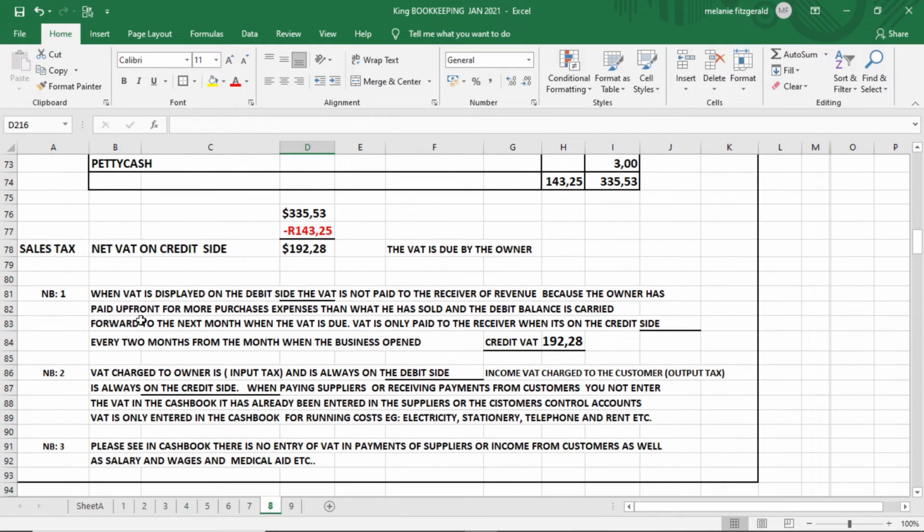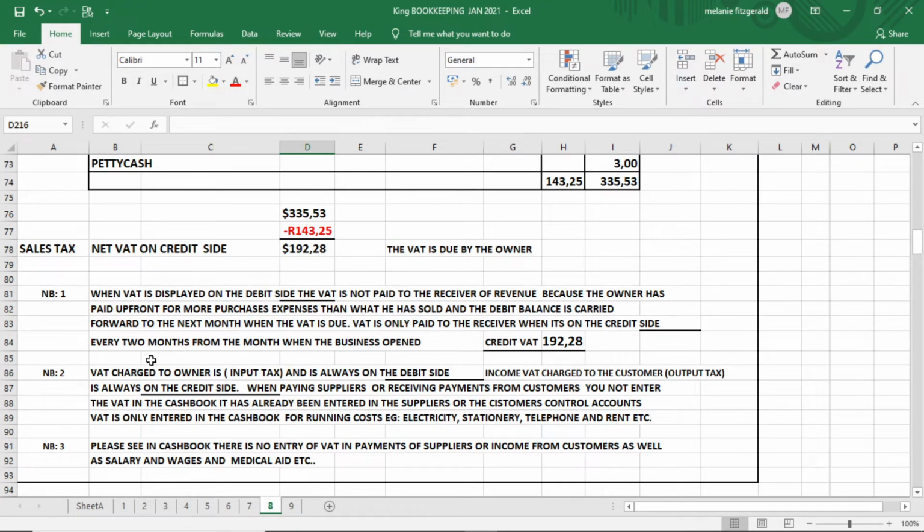This is very important, so I'm just going to read these through to you. When VAT is displayed on the debit side, the VAT is not paid to the receiver of revenue because the owner has paid up front for more purchases and expenses than what he sold, and the debit balance is carried forward to the next month when VAT is due. VAT is only paid to the receiver when it's on the credit side. So that's basically what I told you. You understand? It's just nice fancy words.